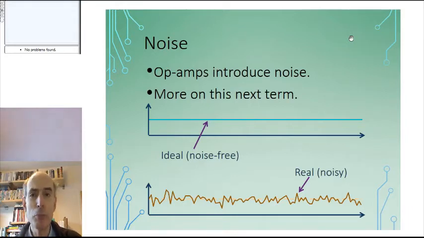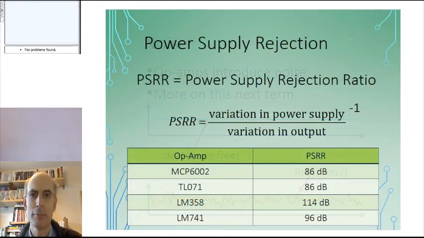Noise is a very important subject in analog electronics, and I'll be saying a lot more about it in a whole set of videos about noise coming up, so for now I won't say any more about noise in op-amps. I will say something, however, about variations in power supply.